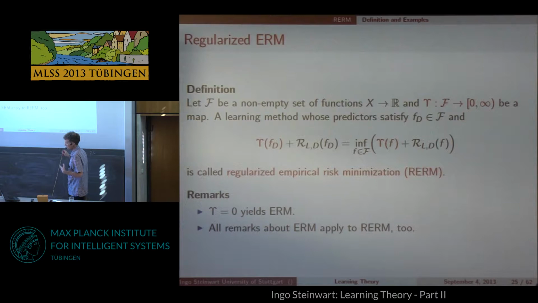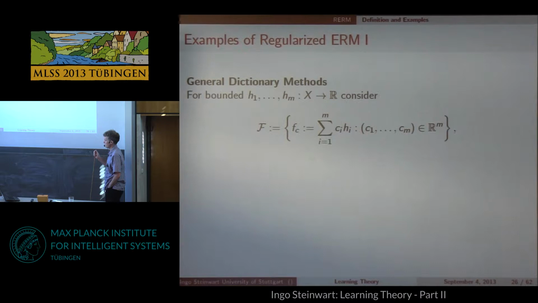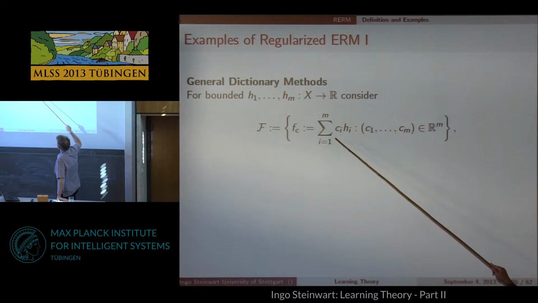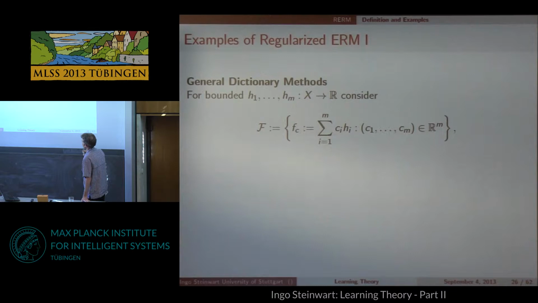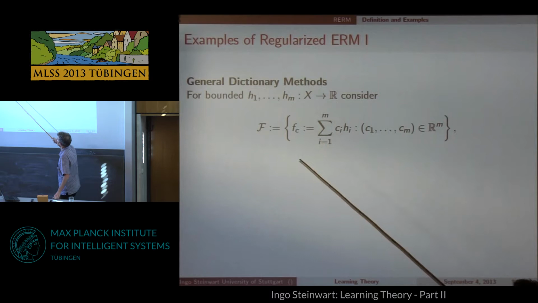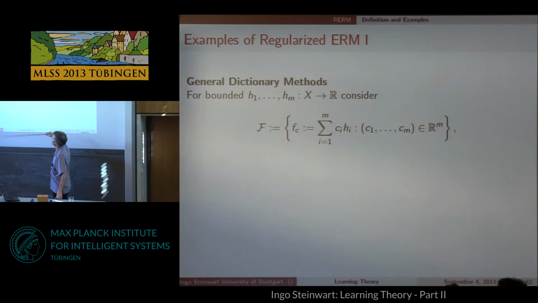And the first general class of these learning methods are so-called dictionary methods. So here we have, in this case, just a finite set of functions, h1 to hm. They also can be infinitely many, but let's stick to finitely many. And now we consider linear combinations of these functions h1 to hm, which we call base functions or the elements of our dictionary, and the set of all these linear combinations is our set script F we want to minimize over. Yeah. So in this case, script F is a vector space.